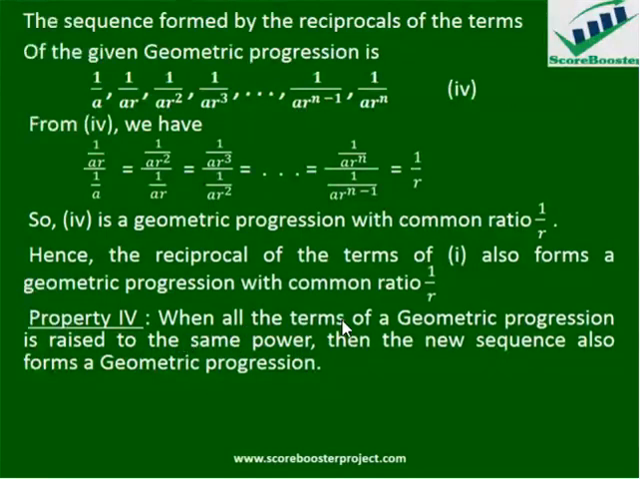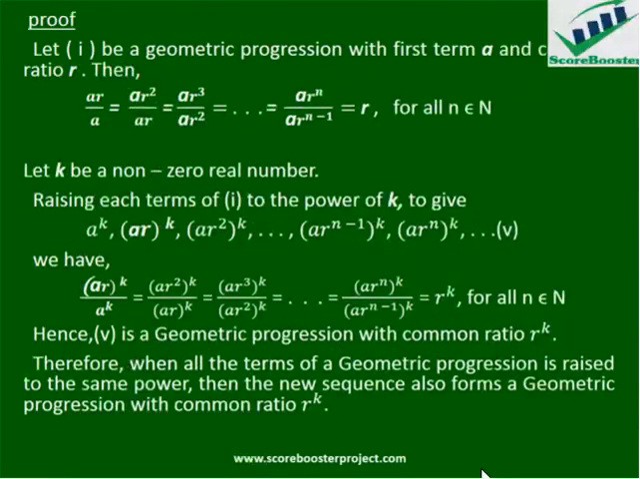When all the terms of a geometric progression are raised to the same power, then the new sequence also forms a geometric progression. That is, if the terms of a geometric progression are raised to the same power, then the new sequence also forms a geometric progression, that is, it has a unique common ratio. Now we'll move to the proof of this property.